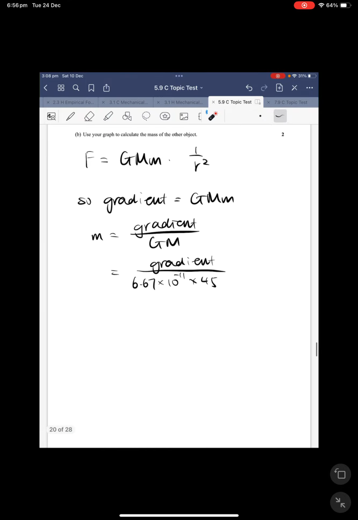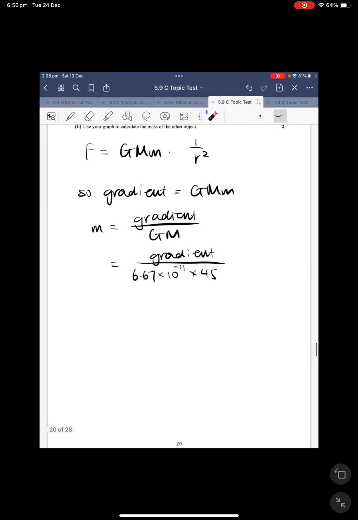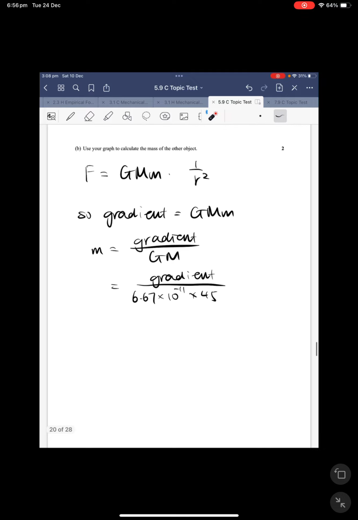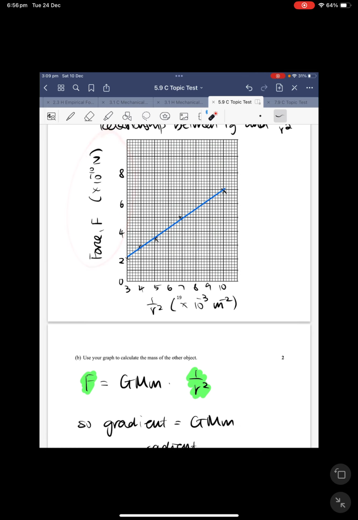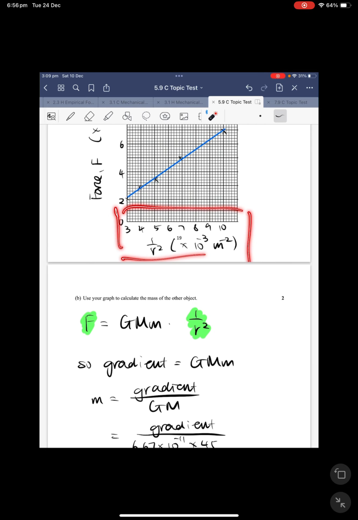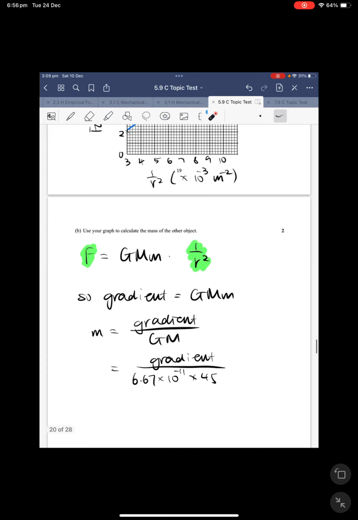Okay, so part B, we need to use your graph to calculate the mass of the other object. Now note that the formula for gravity is F equals GMm on r squared. We can rewrite this as GMm times 1 on r squared, because F is the dependent variable on the y-axis here, 1 on r squared is the independent variable on this x-axis here. And so it's following a linear relationship like y equals mx, where m is the gradient. And so we know the gradient of the graph is equal to GMm.